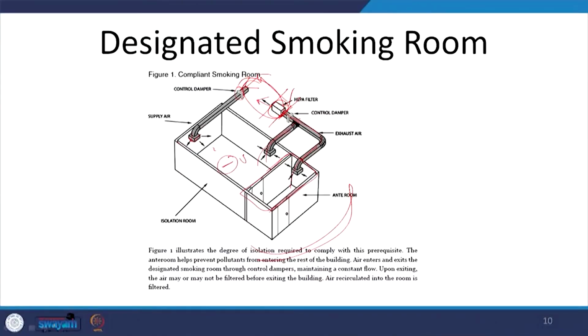This is how the smoking room has to be designed. It has to be at a negative pressure. There should be an anteroom so that no air is exhausted from the smoke room to the outside. So, we are containing it, we are controlling it, and then we are exhausting it. All three of these have to be achieved through this designated smoking room.